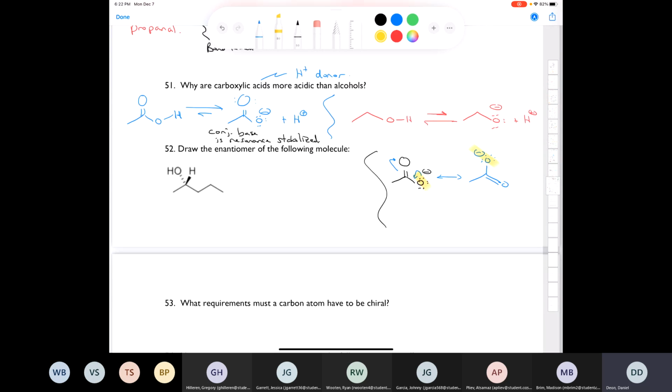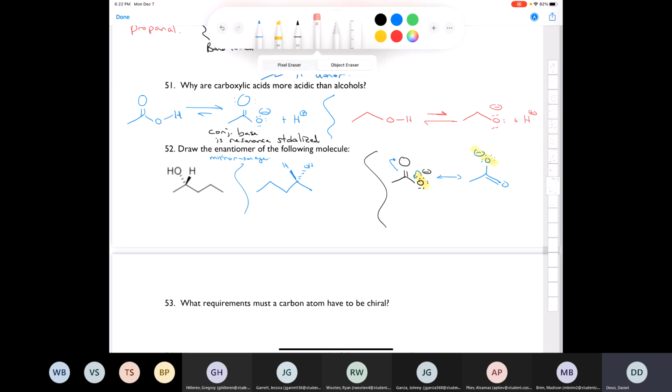So that's the answer. Okay, draw the enantiomer. Remember, an enantiomer is a mirror image, a non-superimposable mirror image. Now there's a couple of ways you could do that. You could really try to stretch your brain and draw an actual reflection like this, and do something like that. That's one way of doing it. You try to draw a mirror image like that. That's not the best way, though, is it?